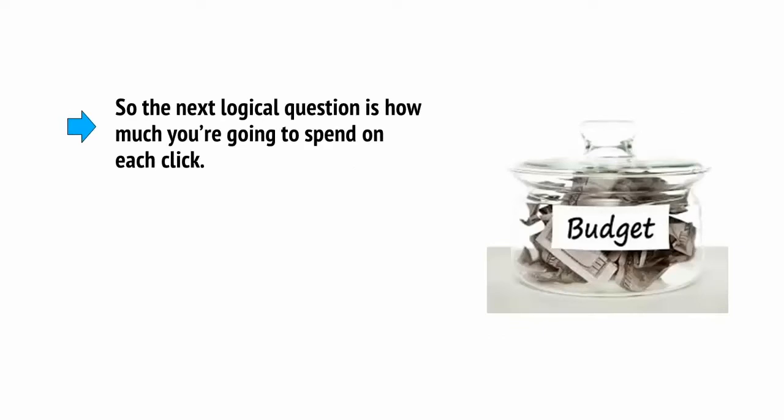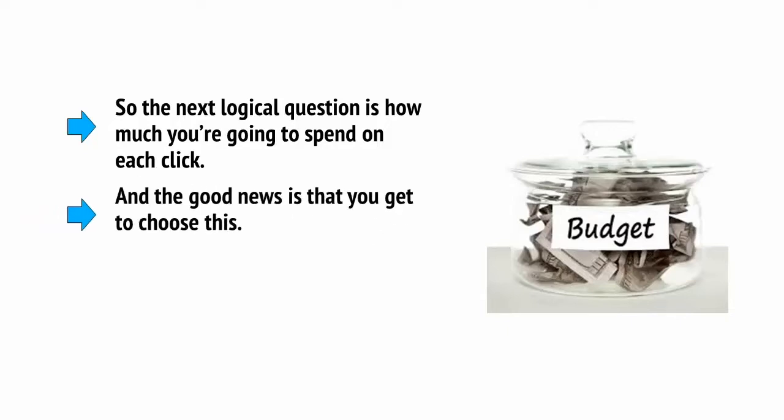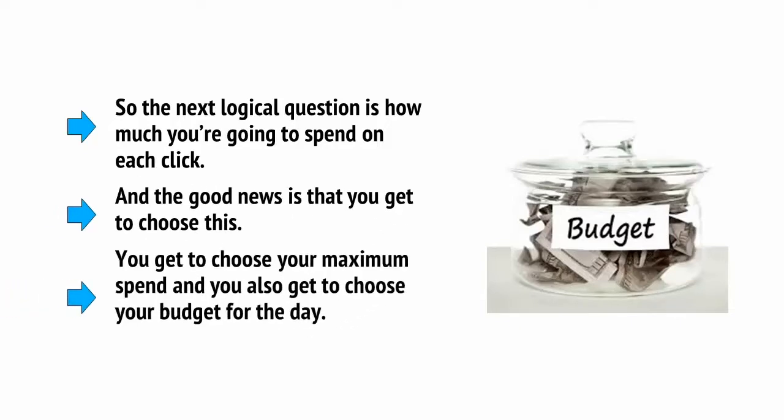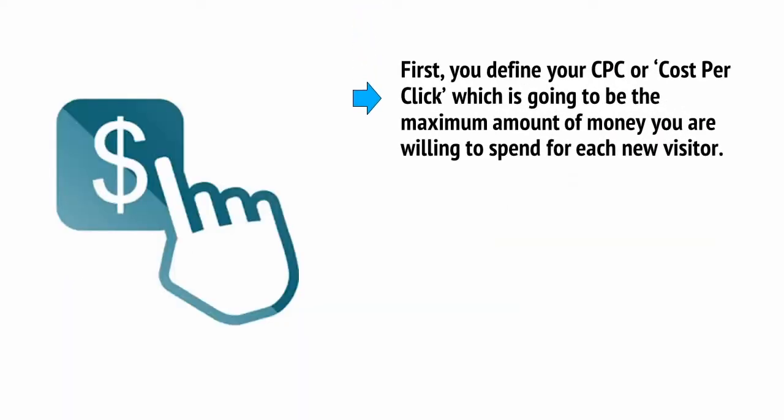So the next logical question is how much you're going to spend on each click. And the good news is that you get to choose this. You get to choose your maximum spend and you also get to choose your budget for the day. First, you define your CPC or cost per click, which is going to be the maximum amount of money that you're willing to spend for each new visitor.